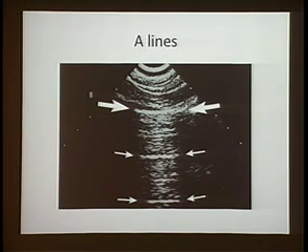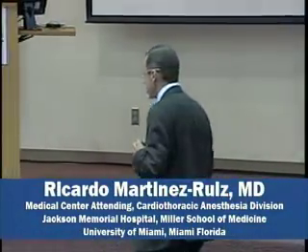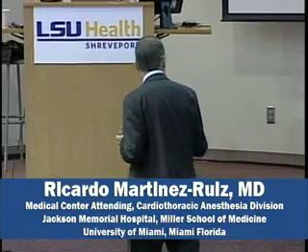So you are relying now on artifacts to assess how the lung is. If the lung is basically dry and doesn't have any fluid around it, transmission is going to be compromised. So what you're seeing is a lot of artifacts. The first artifact you're going to see is A lines.